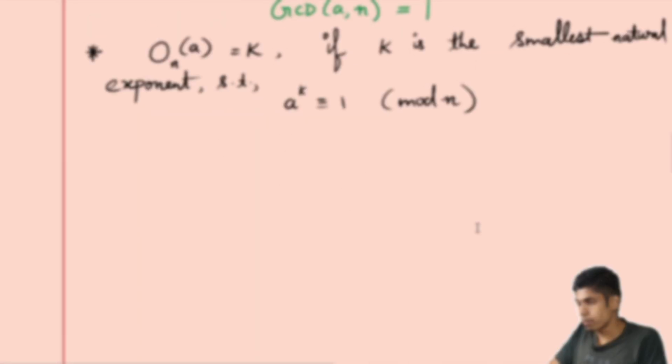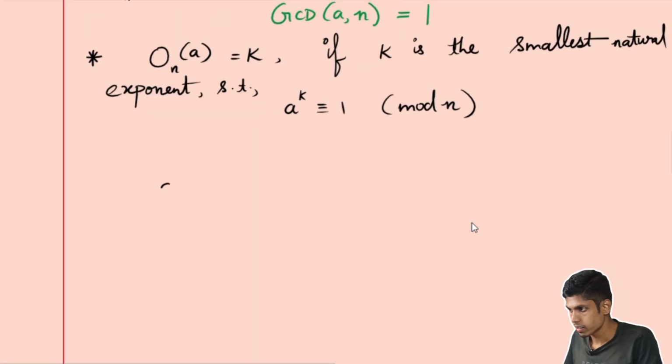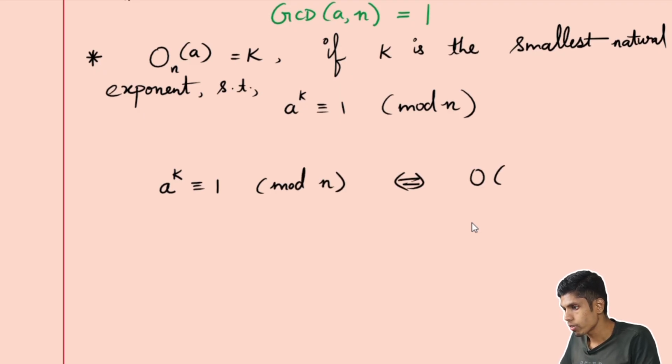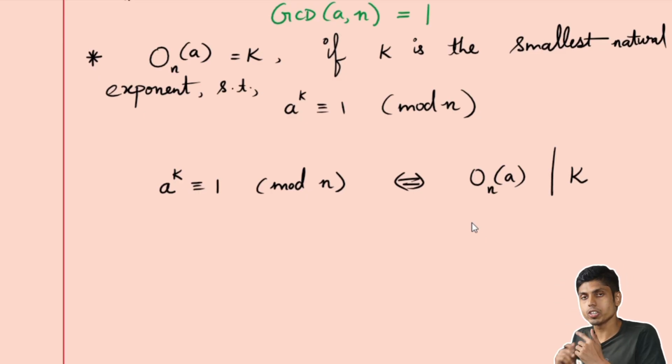Let's write it up. By the pattern we observe, A power k is congruent to 1 modulo n if and only if the order of A modulo n divides k. This is due to the cyclic nature of the remainders.